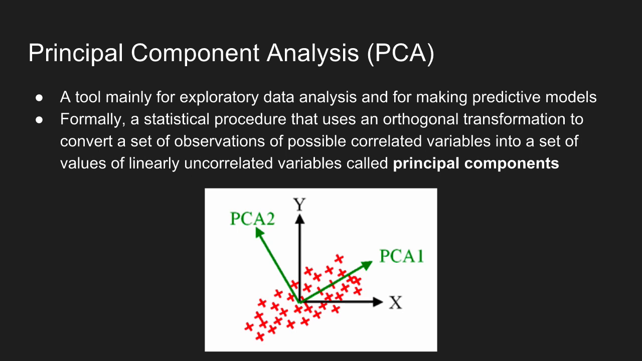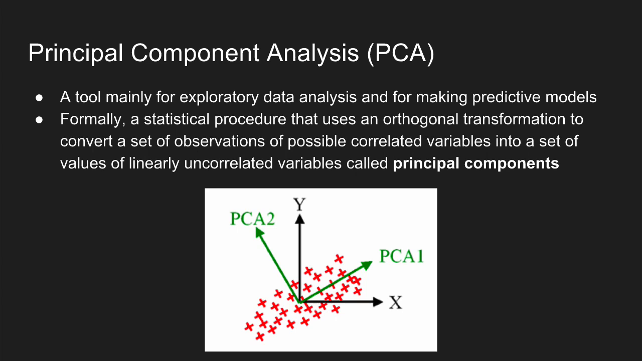So what is PCA? I like to think of it as a tool for exploratory data analysis and for making predictive models, the two ways I usually use it. Formally, I'll just read this off. It's a statistical procedure that uses an orthogonal transformation to convert a set of observations of possibly correlated variables into a set of values of linearly uncorrelated variables called principal components.